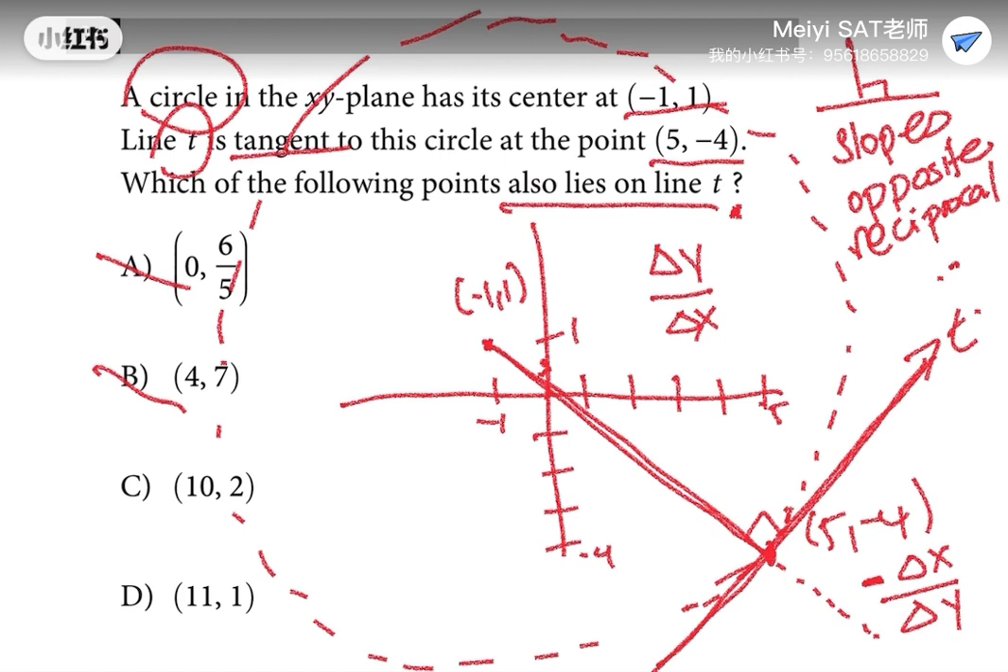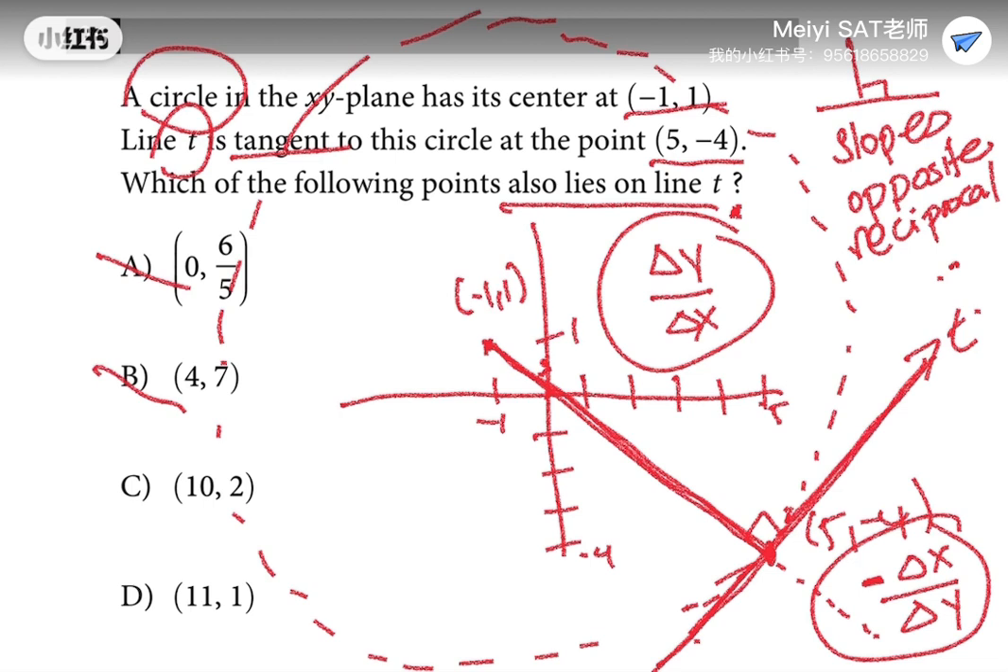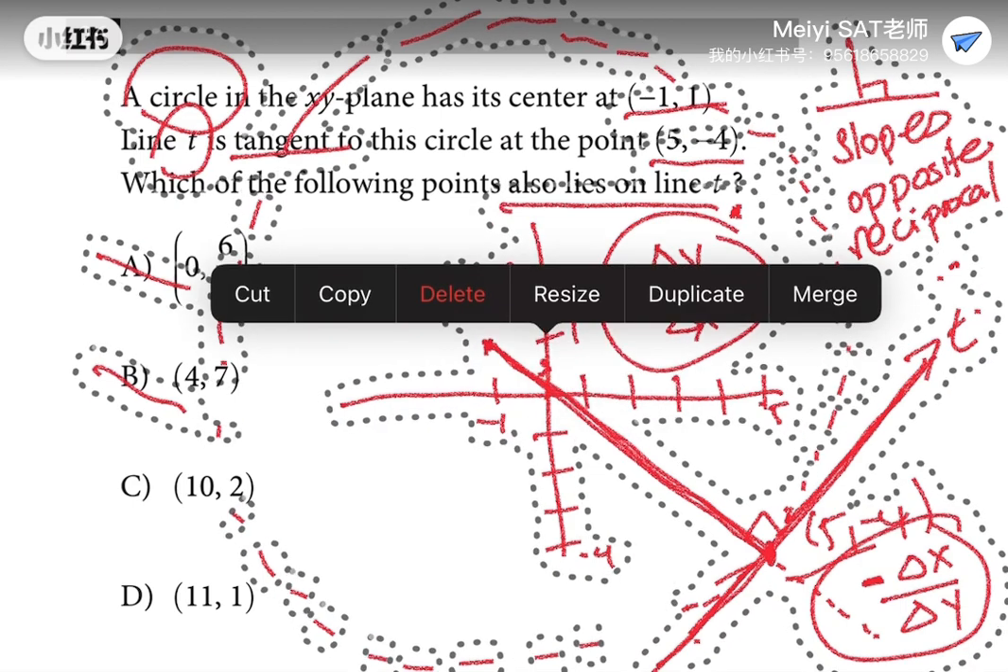Okay, but how does that help us? Well, let's look at this picture again. Can we figure out what change in y over change in x is for the radius r? Do we have 2 points that we know of? We do. We have negative 1, 1 and 5, negative 4. So we can solve for change in y over change in x. With that information, we can also know what the slope of line T is, that's negative change in x over change in y. Now, once we have the slope and we also have a point on the line, we're able to find the second point. So let's just do that.